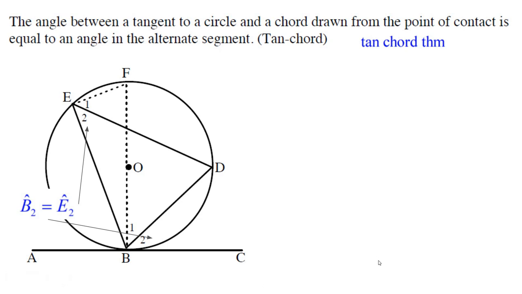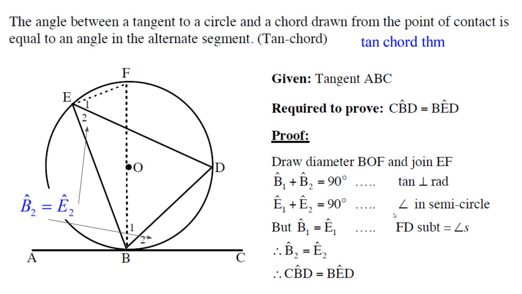Now, how do you prove it? Well, if you've got a picture like this, you get a mark if you draw a dotted line through the center. That's your construction that you're going to have to do. You draw a diameter BOF, and then you join this little thing from E to F. They give you a mark just for that.